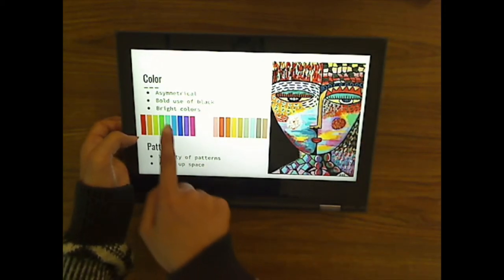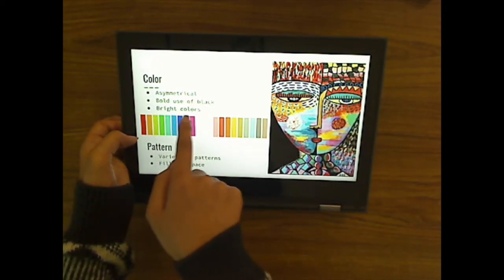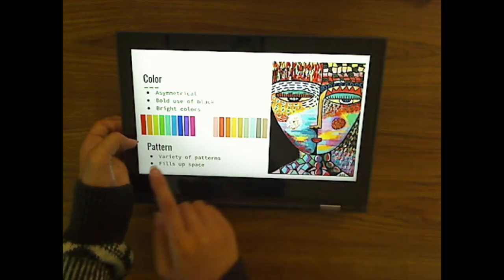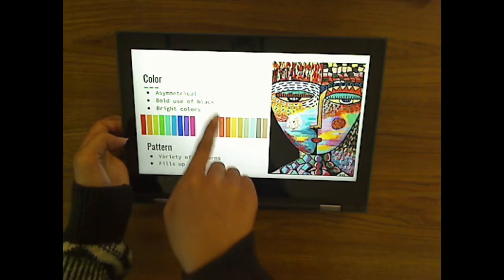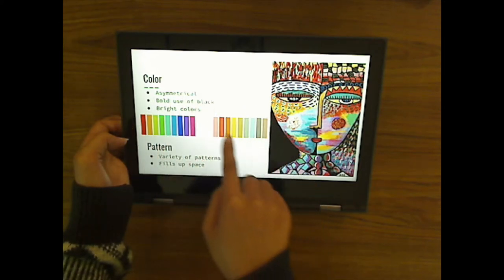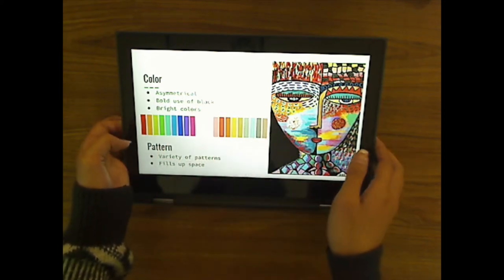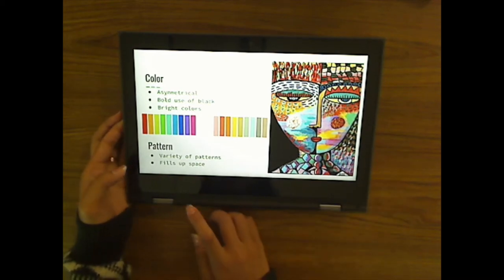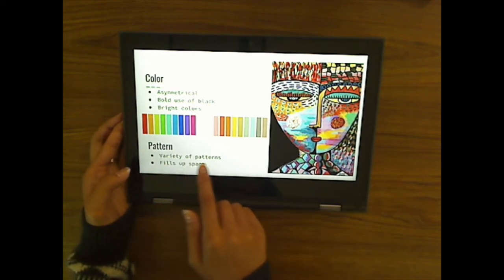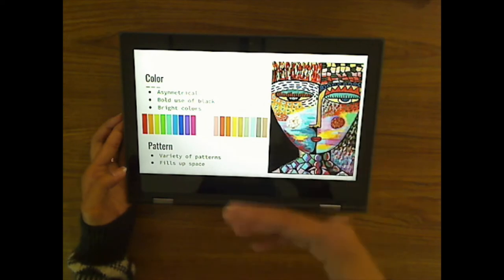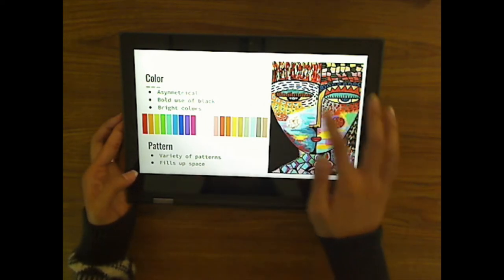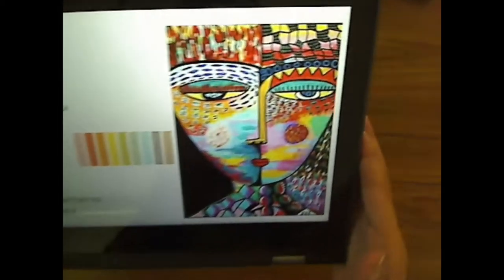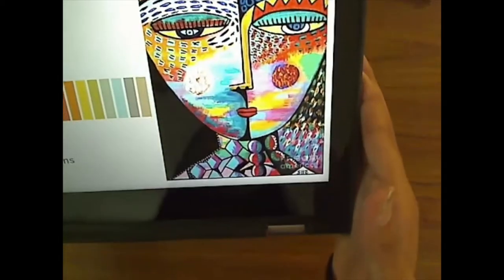She also uses bright colors. And so the bright colors are right here. You can see they stand out versus muted colors like this. They're very dull looking. And she uses a variety of patterns. That means a lot of different kinds of patterns. And these patterns fill up the space. Notice her use of pattern fills up everything.